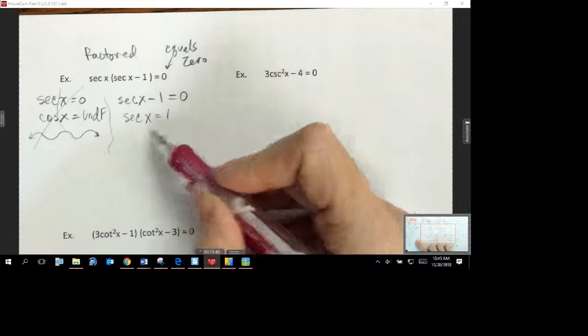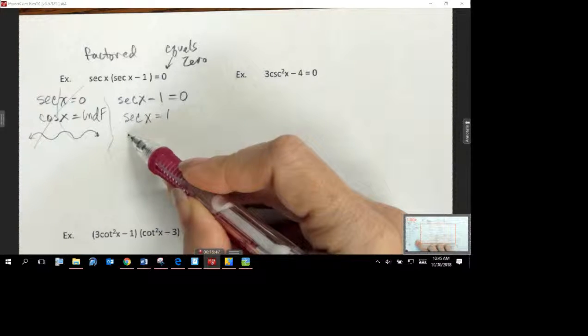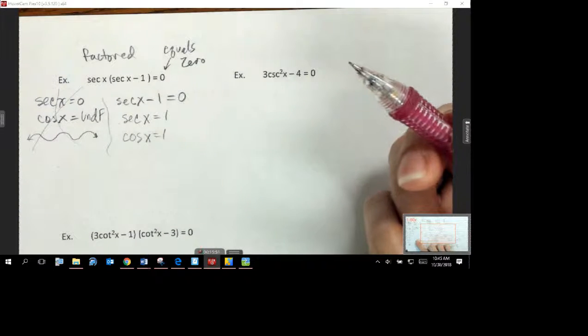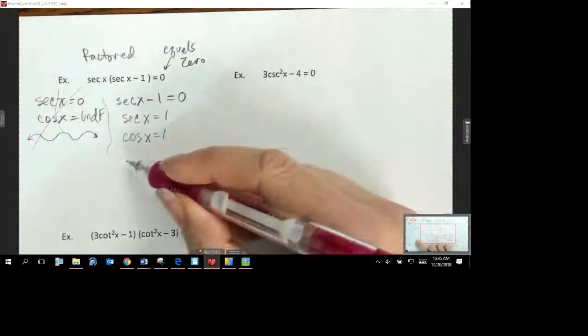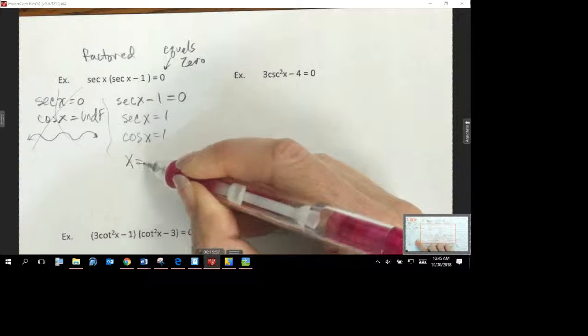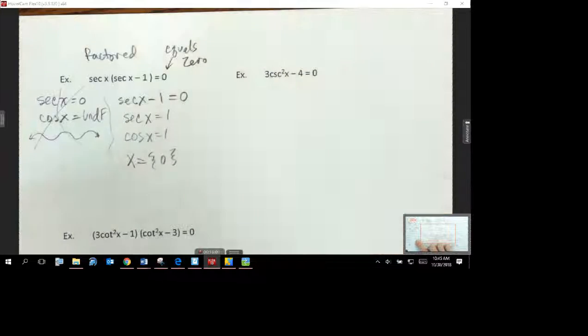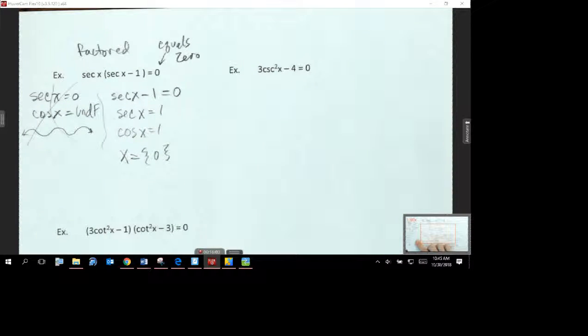So now I need to know where secant x equals 1, and I don't know my secants, so I'll change it into cosine. And I want to know where cosine is equal to 1. 0. Is it also at pi? Yeah, but 2 pi is not going to be an answer. We're going to stop before 2 pi, so just 0. At pi, it equals -1, right? So there could be pieces of information in here that don't give you an answer.